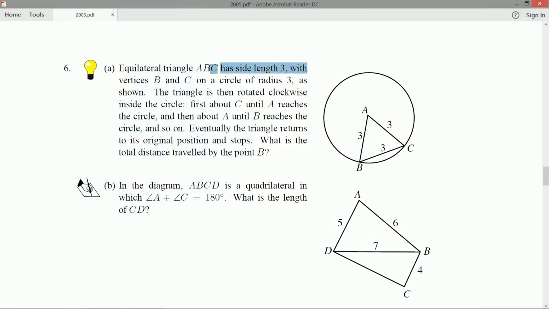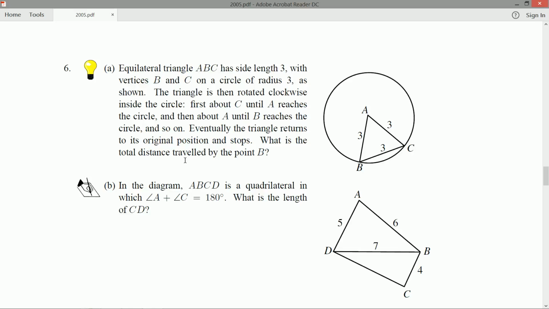A. Equilateral triangle ABC has side length 3, that's okay, with the vertices A, B, and C on the circle of radius 3. So A's got to be the center, doesn't it? The triangle is then rotated inside the circle, first about C until A reaches the circle, then about A until B reaches the circle, and so on. Eventually the triangle returns to its original position and stops. What is the total distance traveled by point B?